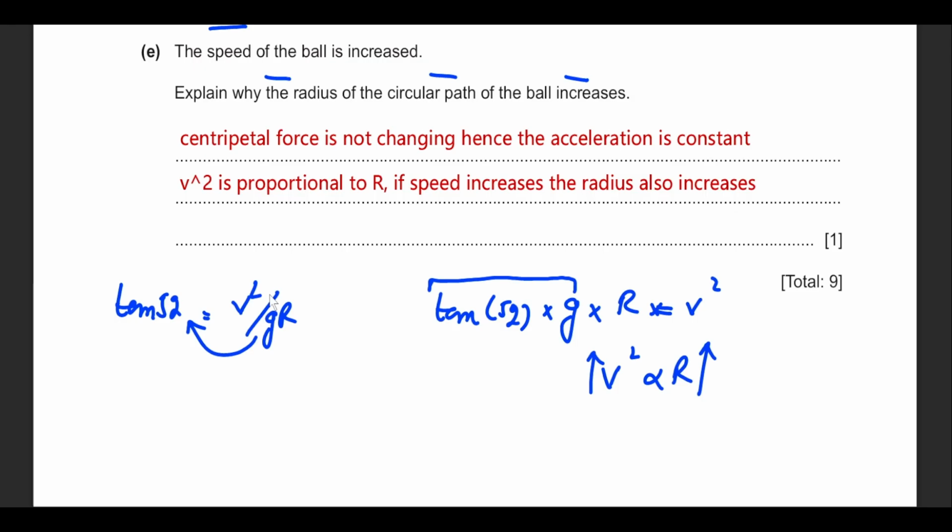All right, so that is why it's going to work like this. That's why we say the centripetal force is not changing. Everything is almost the same, and the centripetal acceleration is also not changing. So v squared proportional to r, that's how we get this. And since the speed increases, the radius also increases.